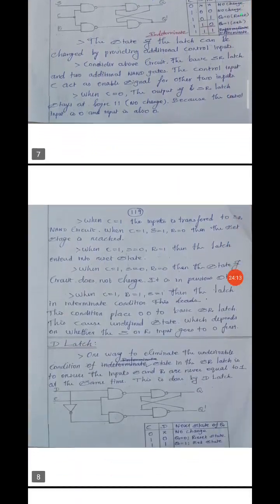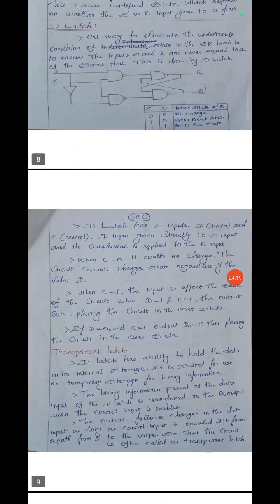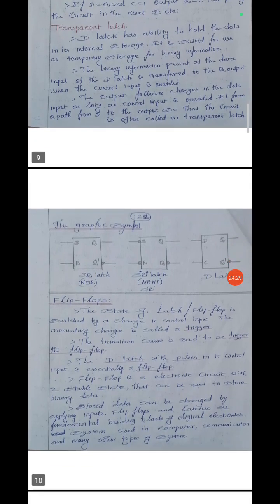Okay, this is also important. Then D latch: what is a D latch, how do you convert the D latch from other latches? Then truth table. Then what is a transparent latch? Okay, it is one of the important 1 mark questions. What is a transparent latch? So read the text here.